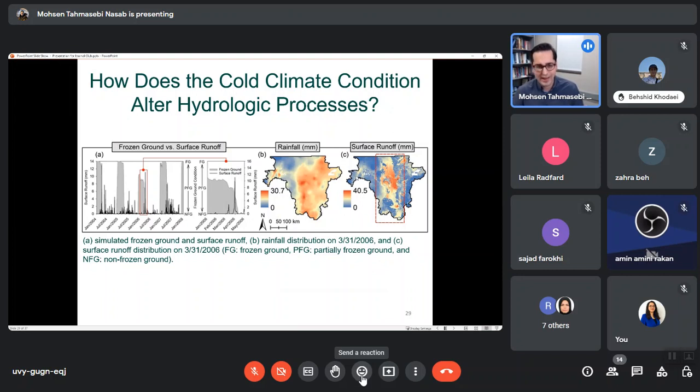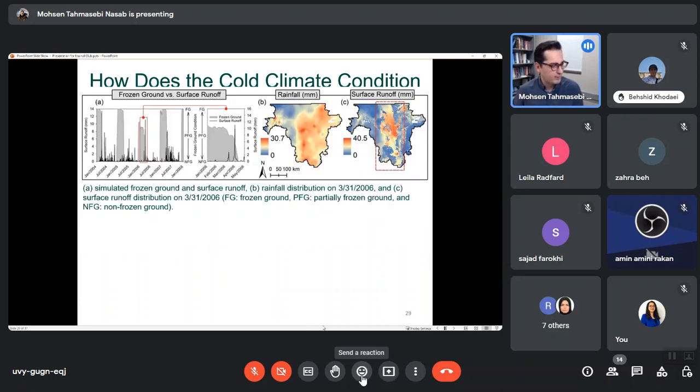And the model can generate animations of these as well. And you can find that in my YouTube channel. Okay, so you can see that you have a huge surface runoff generated in the middle of the basin, which is the location of Red River and many other cities as well.